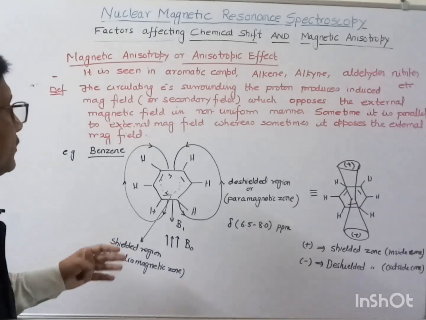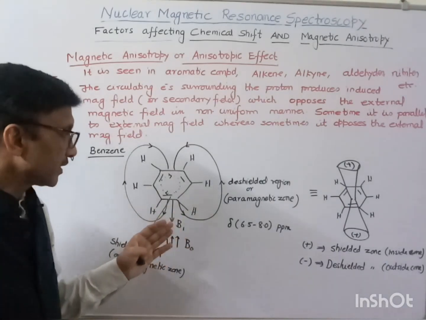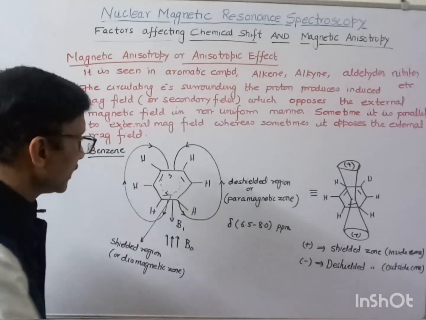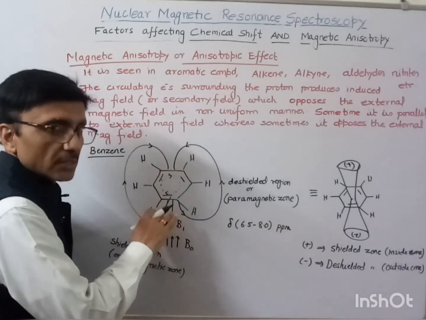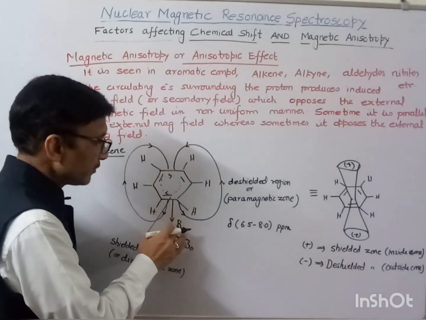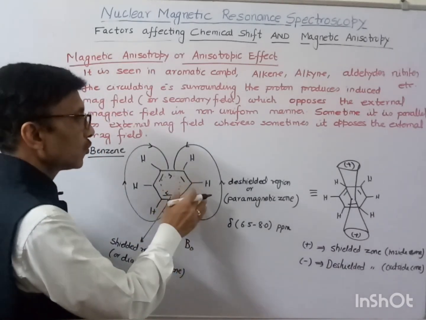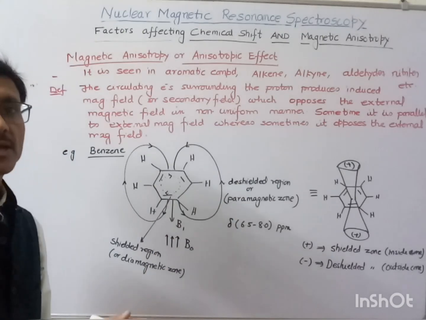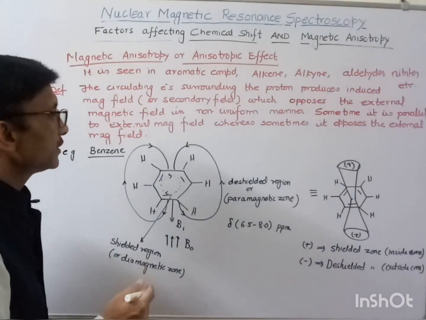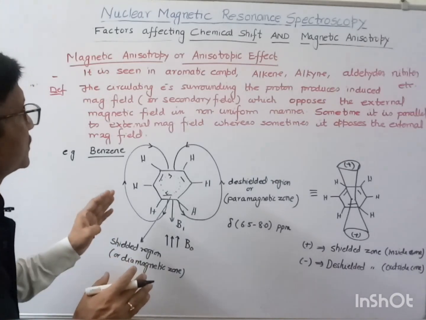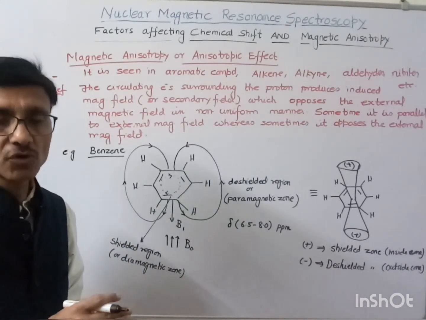So here we may see this anisotropic effect. Why is it called anisotropic effect? As you can see, inside the cone the secondary magnetic field opposes the external magnetic field. Outside the cone, the secondary magnetic field is parallel to the external magnetic field, meaning it is not uniform. That's why we see the anisotropic effect in the case of benzene.